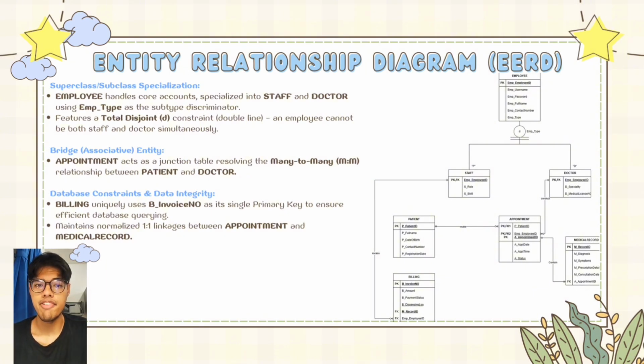Today I will present the Enhanced Entity Relationship Diagram, or as known as EERD, for our clinic management system. So, looking at the diagram, our architecture implements a superclass and subclass specialization for the employee entity. The core credentials like username and password are centralized in the employee superclass table.